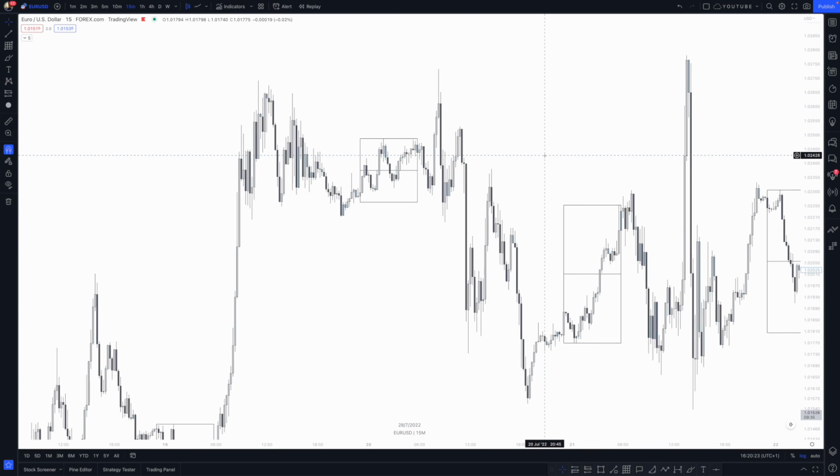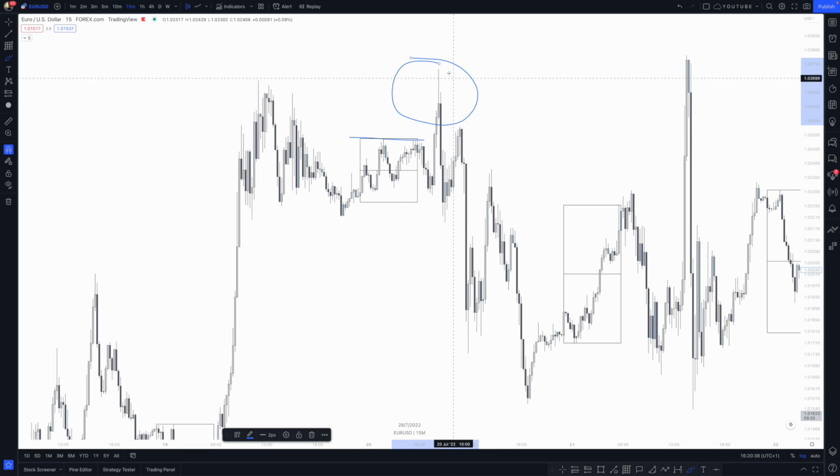What you'll find within the Asia session range is that a lot of the time it will build a lot of liquidity, and then, if I just get this little drawing tool here, what will happen is it will take liquidity from one side. So in this case, it takes liquidity from the high. And then what's happened is it's exploded to the downside.